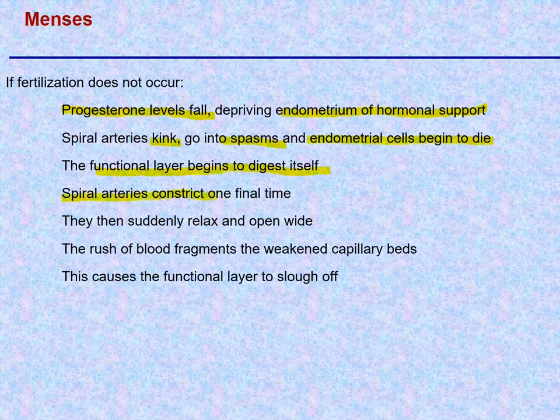Spiral arteries are constricting for one final time, and then there's a sudden relaxation, and they open up. The rush of blood that occurs with that relaxation of the spiral arteries, after first constricting, then relaxing, will break apart the weakened capillary beds, and the functional layer starts to slough off.